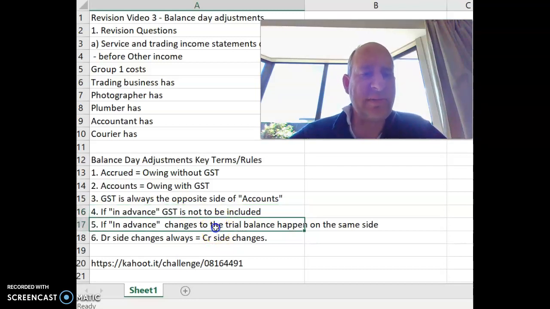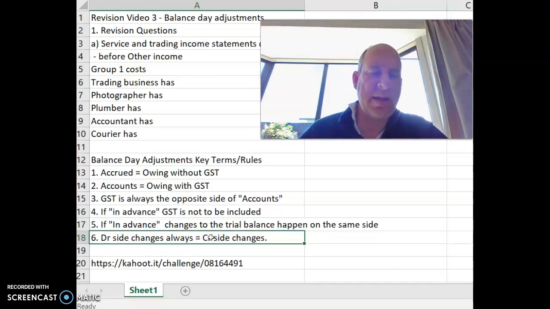The other rule 5, if in advance, both changes happen on the same side of the trial balance. So write that in. And number 6, really important, the debit side always equals the credit side. That Kahoot challenge is for a bit later. So hopefully you got all that written in. Press pause, write them in.